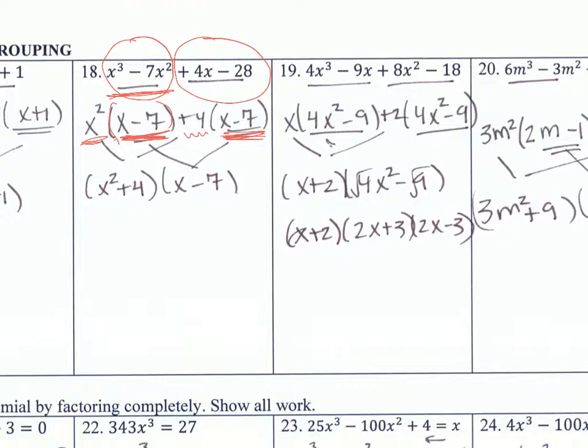So I say, what times x gets me 4x? What times negative 7 gets me negative 28? Well, it's got to be a positive 4. So the terms in front, x squared and 4, go in one set of parentheses. The value repeated goes in the other. So our factors are x squared plus 4 times x minus 7. Again, you can't factor x squared plus 4 because there's no formula for sum of squares.